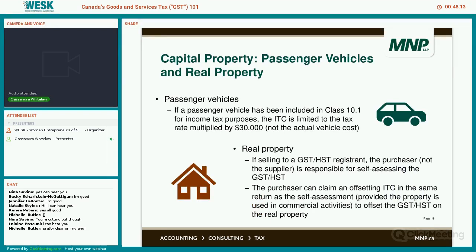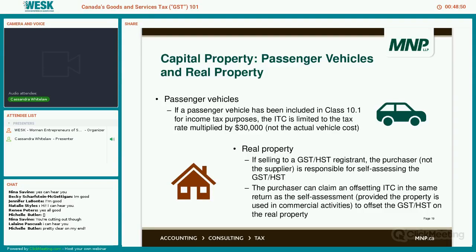For passenger vehicles, once again, GST follows the income tax treatment. So if you have a passenger vehicle that's been included in class 10.1 for income tax purposes, then you will have a limited ability to claim an input tax credit. So even if the vehicle cost $48,000 and you've paid 5% GST on the full $48,000, your input tax credit will be limited to that 5% GST multiplied by $30,000. So you won't be able to claim all of the GST that you paid. You're limited up to the $30,000 threshold.